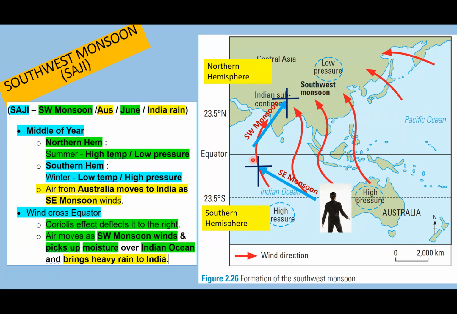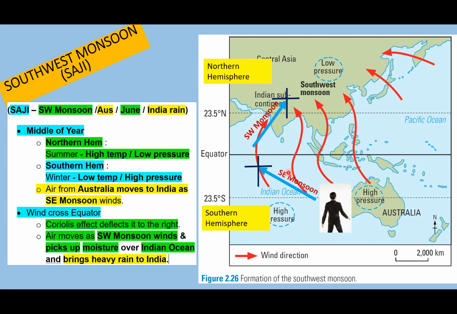Once it crosses the equator, the Coriolis effect deflects it to the right. The air moves as southwest monsoon. How do we know the south is southwest monsoon? At this arrow here, you draw a compass. So the line here will be your southwest. That's how you got to know that the wind is blowing from southwest and you call it southwest monsoon.